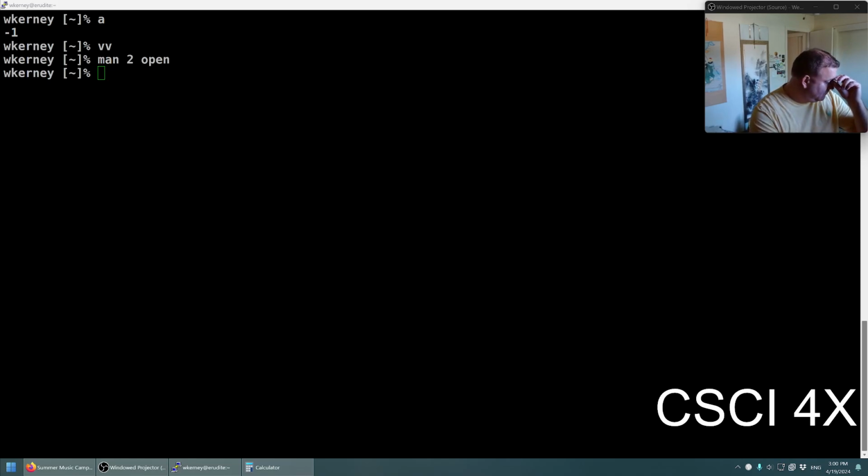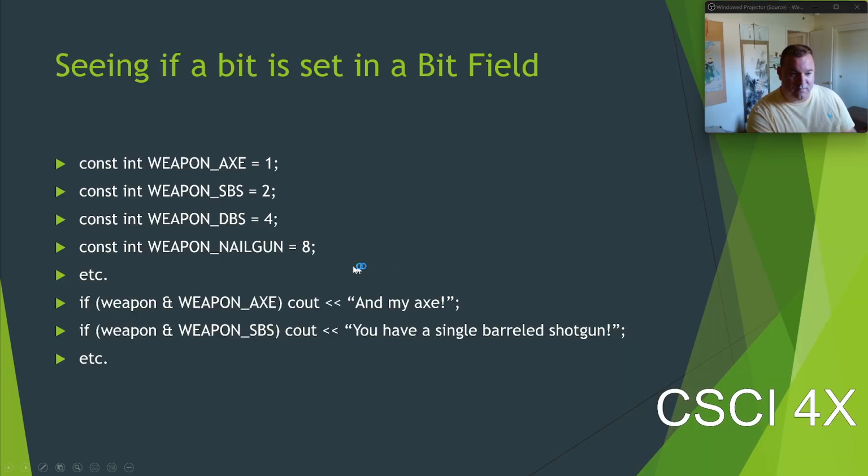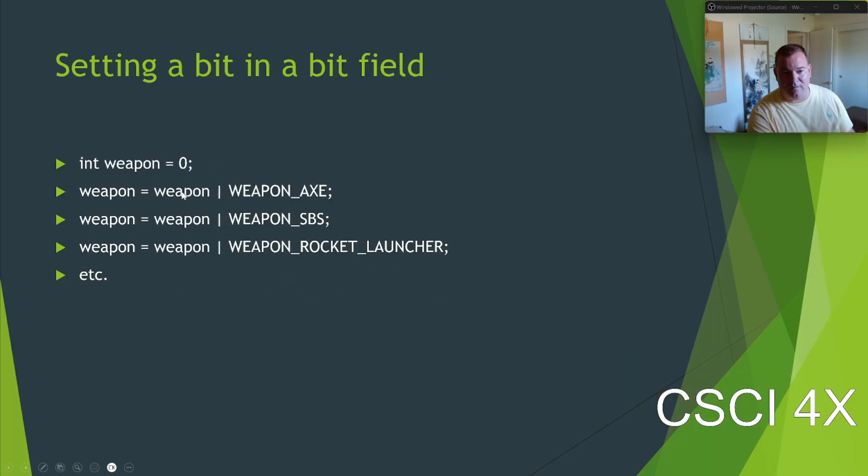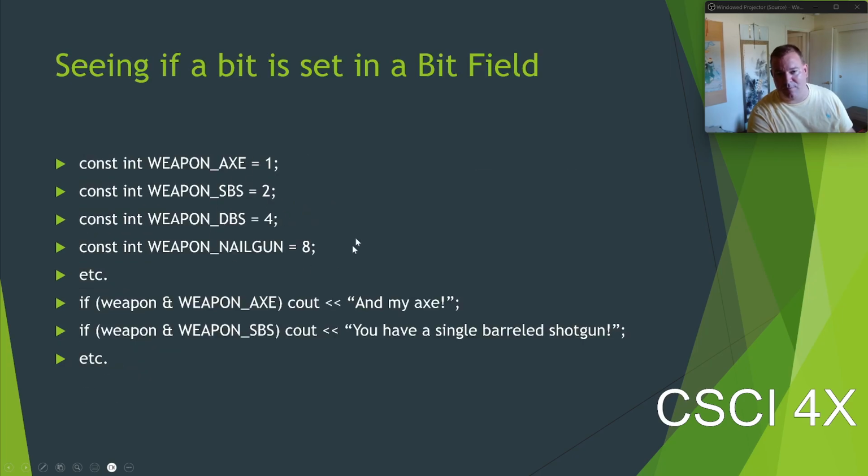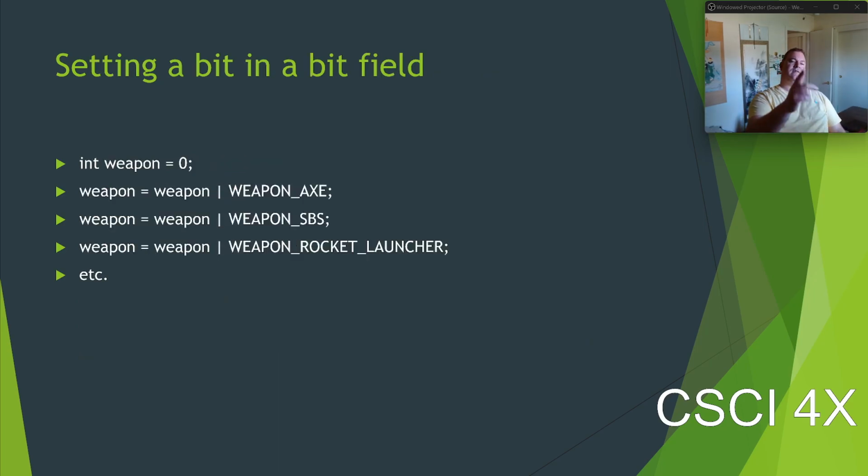So the pattern to set a bit looks like this. When you set things up, you create everything in powers of 2. It's like in Quake, the weapons in Quake are stored in a single integer. Axe is like 1, single barrel shotgun is 2, double barrel shotgun is 4. Everything's a power of 2. So each item is its own bit in a binary number. So this is how you can set it.